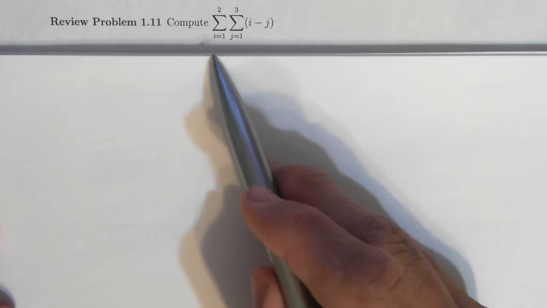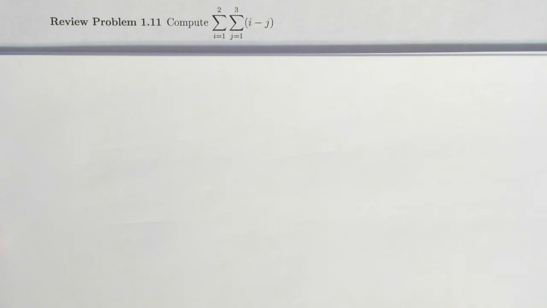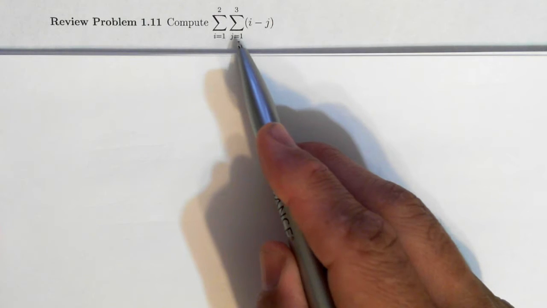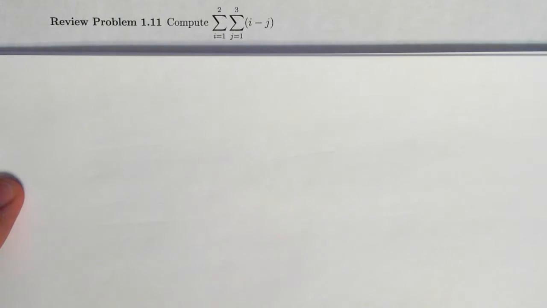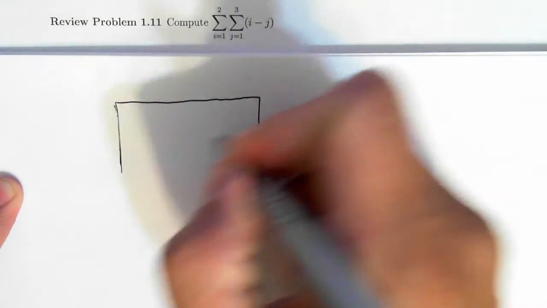For this problem, we have a double sum, summation i equals 1 to 2, summation j equals 1 to 3, i minus j. Now for this one, and any double sum problem that will come at you at this test, the numbers are sufficiently small that just simply plugging in numbers will do the trick. So let me do it the simple-minded way first.